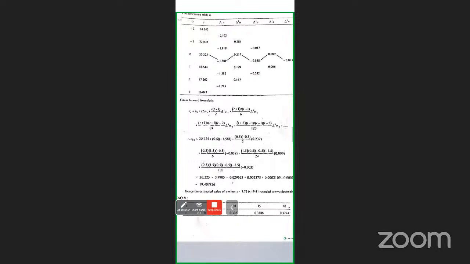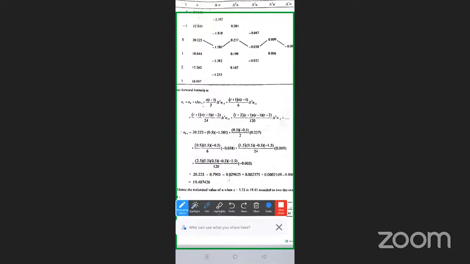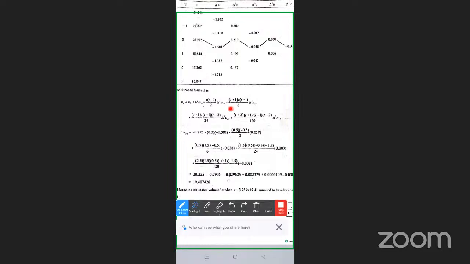Gauss forward formula. So u naught plus t into delta u naught plus t into t minus 1 by 2 factorial, delta square u minus 1 plus t plus 1 into t into t minus 1 by 6 into delta cube u minus 1 plus t plus 1 t into t minus 1 t minus 2 by 24 into delta power 4 into u minus 2.